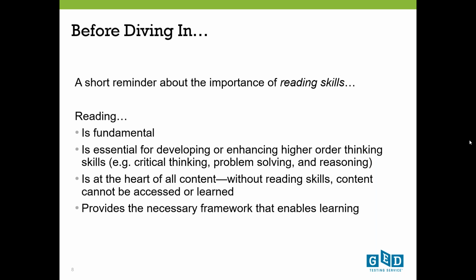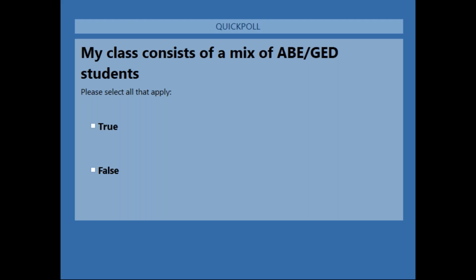And let's see how we do here. So, is your class a mix of ABE and GED students? True or false? And boy, did people jump in very quickly. We already have about 64% of you who have voted.